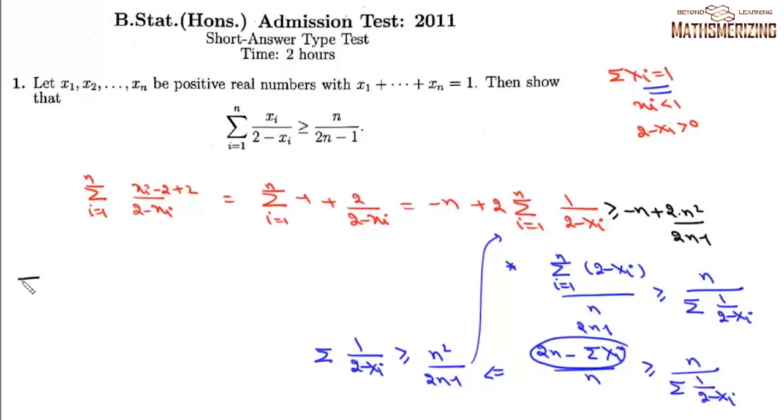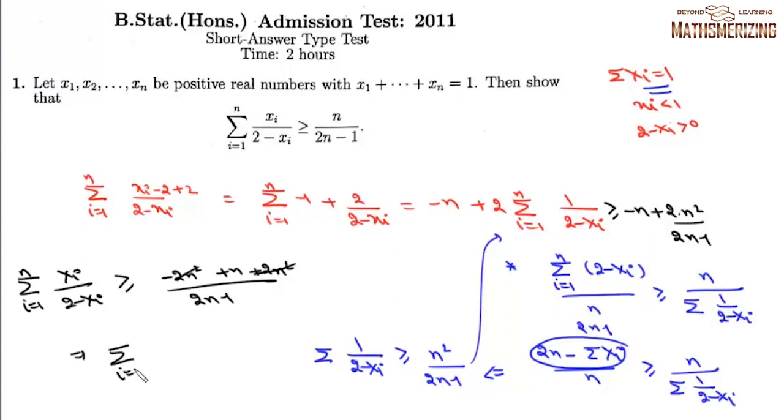So we can write the summation i varies from 1 to n of xi upon 2 minus xi is greater than or equal to, now we'll take 2n minus 1 common, and then it will be minus 2n square plus n plus 2n square. Here 2n square will cancel. So from here we can say the summation i varies from 1 to n of xi upon 2 minus xi is greater than or equal to n upon 2n minus 1, which is what we need to prove in this question.